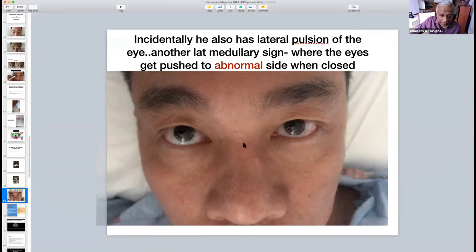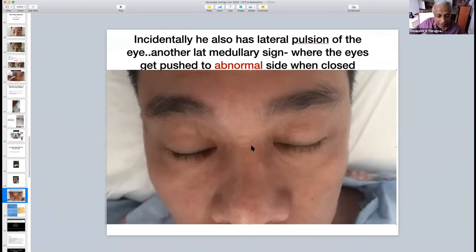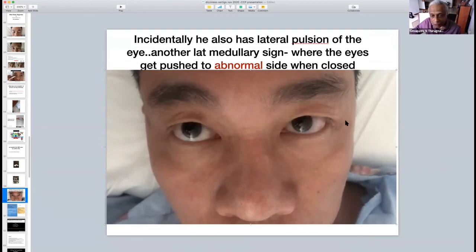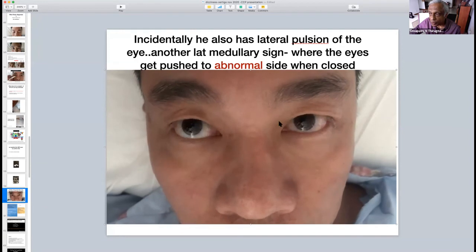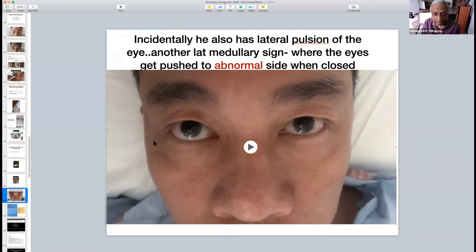Okay, besides, for the neurologists in the audience, one of the interesting signs in lateral medullary syndrome is called the lateral pulsion sign. So for the neurologists in the audience, I thought I will entertain them with this additional sign. You can see that when he closes his eyes, they drift towards the opposite direction because of the imbalance. Just like the body imbalance, the eyes drift. So this is known as lateral pulsion.